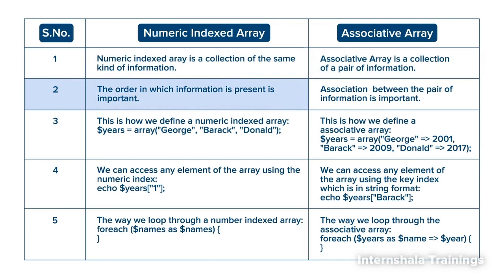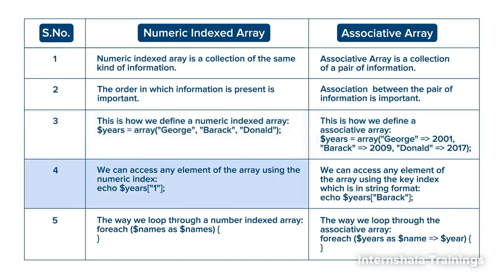Next, in a numeric indexed array, the order in which we present information is important, while in the case of an associative array, the association between the pair of information is important. Next, the way we define both the numeric indexed and associative array is different from one another.